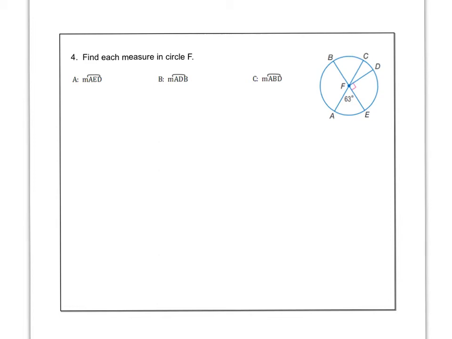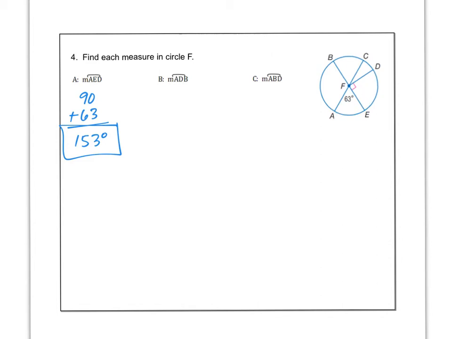So starting with arc AED, if we trace that, it would start here at A, go through E, stop at D. Definitely a minor arc. And they want to know, what is the measure of that arc? Well, see how right here we have 63 and right here we have 90? If we add those together, 90 plus 63, we end up with 153 degrees, and that would be the measure of arc AED. It will be the same as the central angle. All right, let's try another one. I'm going to get rid of that.